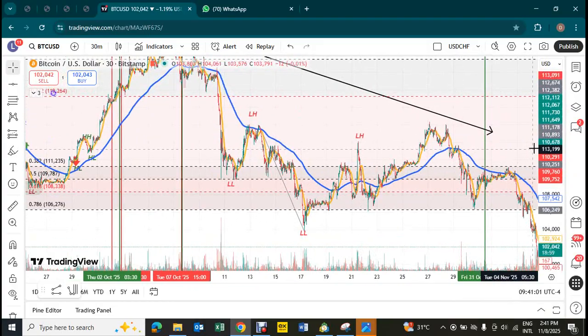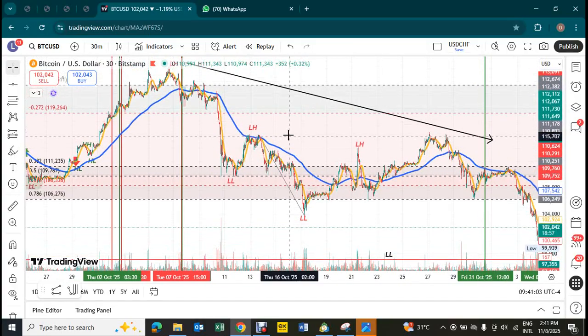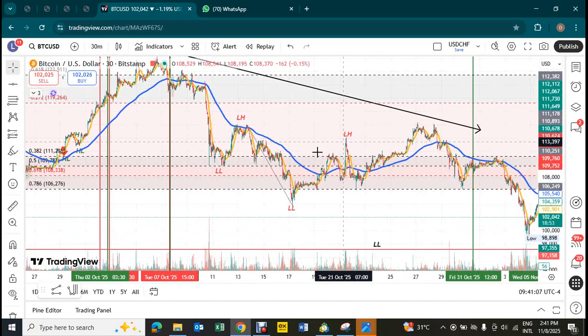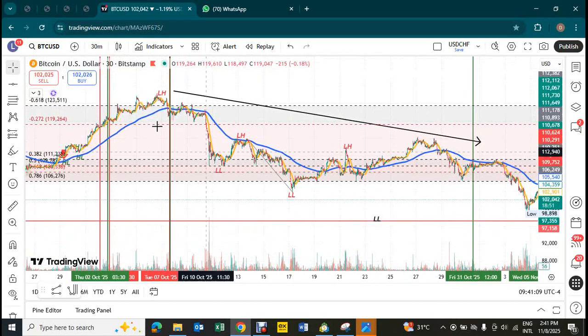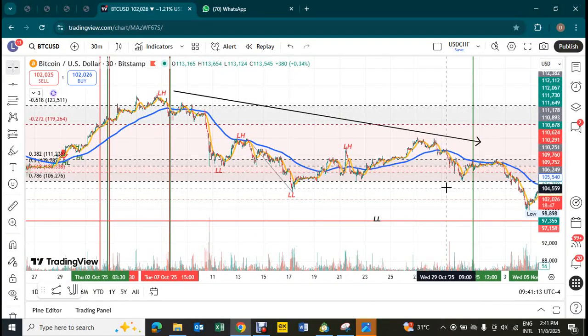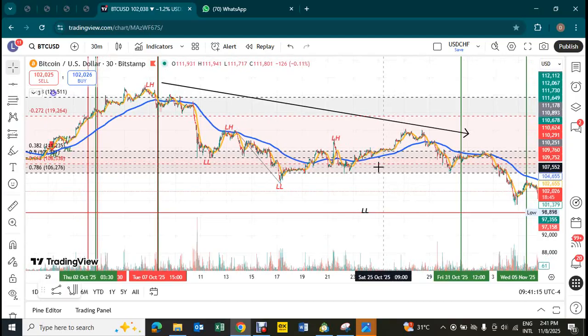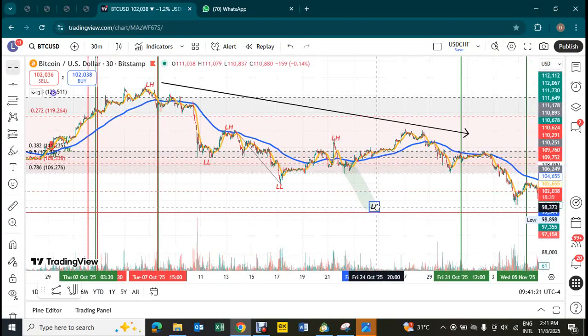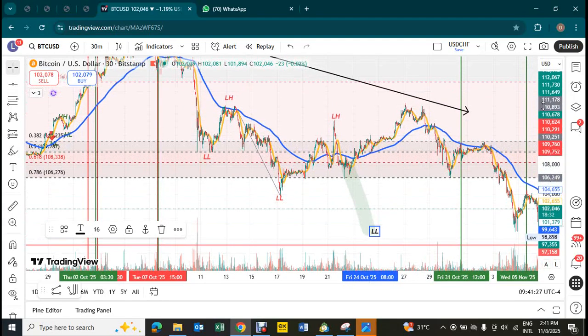So now you can see clearly that price has given us three lower highs and two lower lows. So right now we're looking for a lower low. We want to see price come down from here and give us a lower low. But what happened? Price kept on going higher.